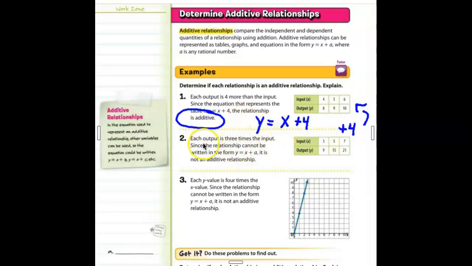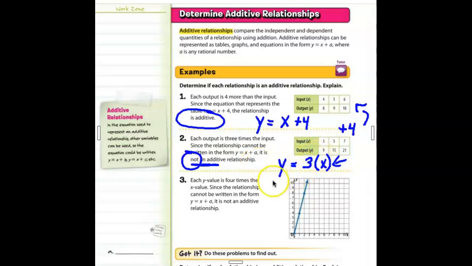Okay, so for number 2, it says each amount is 3 times the input. So if we look up here, 3 times 3 is 9, and 5 times 3 is 15, and 7 times 3 is 21. So in this case, it is not additive because you are multiplying. So this particular rule would be y is equal to the number 3 times whatever x is. So this we're going to learn tomorrow is called multiplicative.